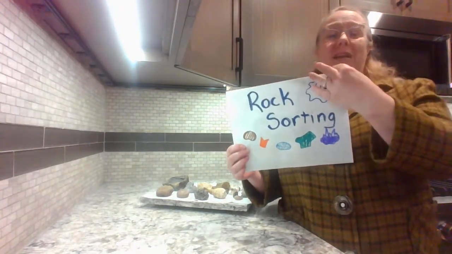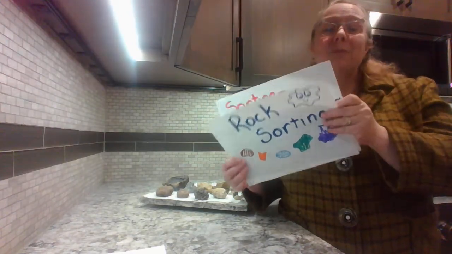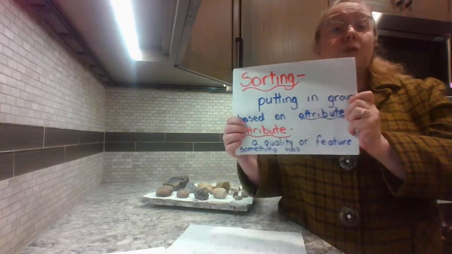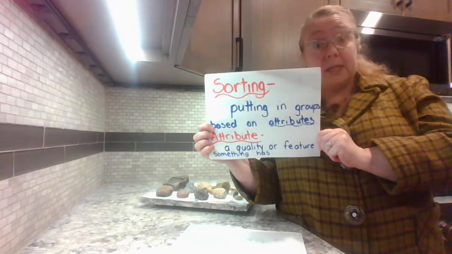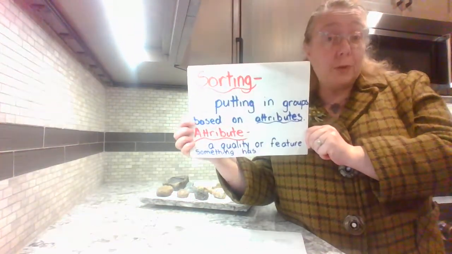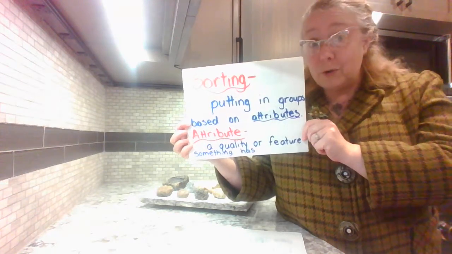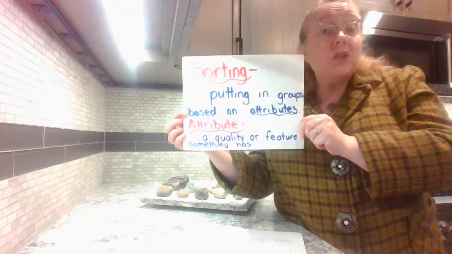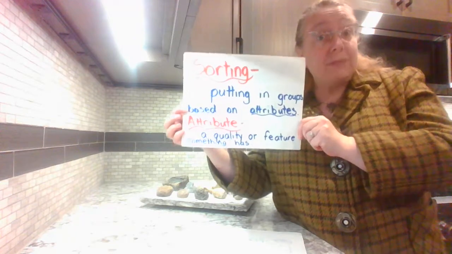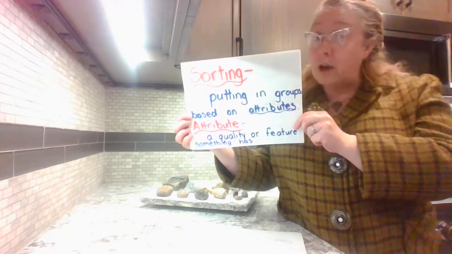What's rock sorting? Well, sorting is when you put things in groups based on their attributes. And what's an attribute? Well, an attribute is a quality or feature something has, like size, color, or shape.